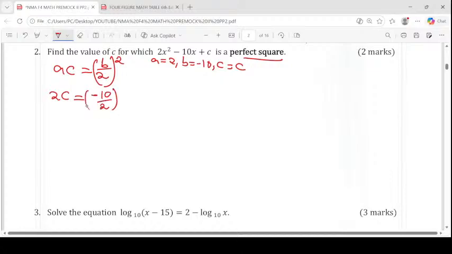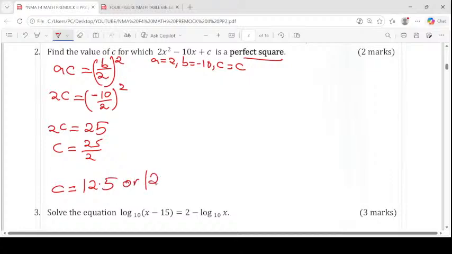Divide this by 2, then you square this. So 2C is equivalent to negative 10 divided by 2, which is negative 5. Negative 5 squared is 25. Then if 2C is equal to 25, C will be given by 25 divided by 2. Therefore, our C becomes 12.5, or you can say 12 and a half. That is our value of C for that particular case.